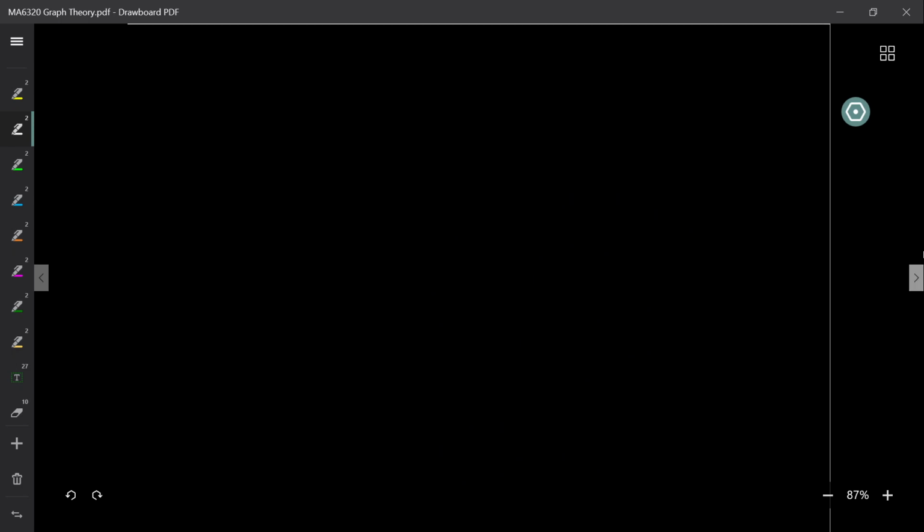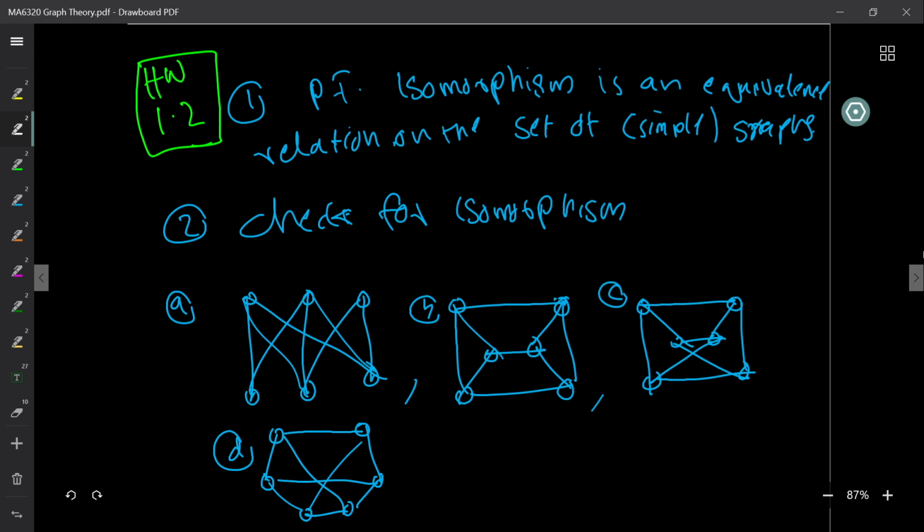Okay, now a few more questions for you, homework questions. So first, prove that isomorphism is an equivalence relation on the set of simple graphs. Okay. So this one we mentioned earlier. Then the second question is to check for the isomorphism among the set of graphs given below. So we have these four graphs given, and find which pairs are isomorphic, etc.